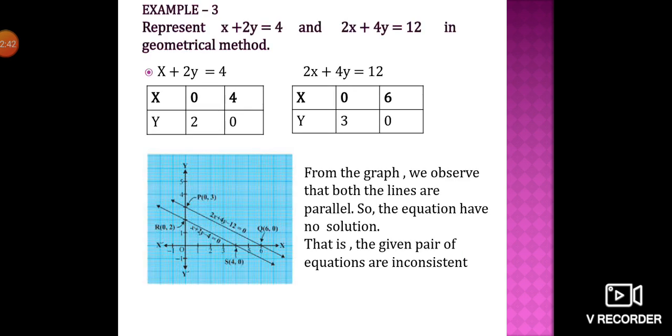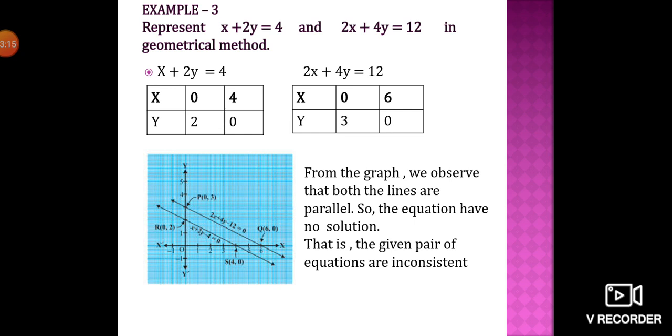Third example. So one more is there, parallel. We can check whether this equation is parallel or not. Represent x plus 2y is equal to 4 and 2x plus 4y is equal to 12 in the geometrical method. Here also geometrical method, normal thing, x value, y value we have to find, then plot on the graph. We can check either it is intersecting, coincide or parallel. So plotting the points we are getting x and y values and plotting the graph. After plotting, both the lines are parallel.